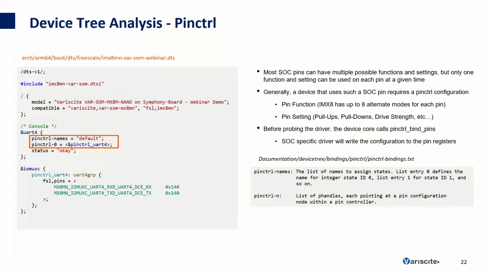So at the bottom here, if we look at the pin control bindings documentation, we can see we have to provide two properties. The first property is pin control names, which is a list of names for each of the pin control states. And then the second property is pin control N, which is a list of one or more P handles, each pointing at a pin configuration node within a pin controller.